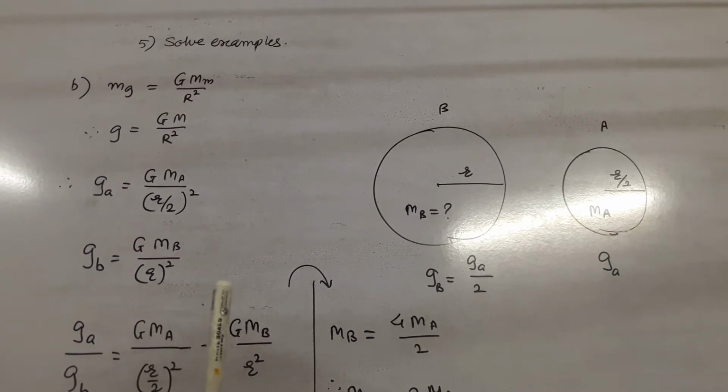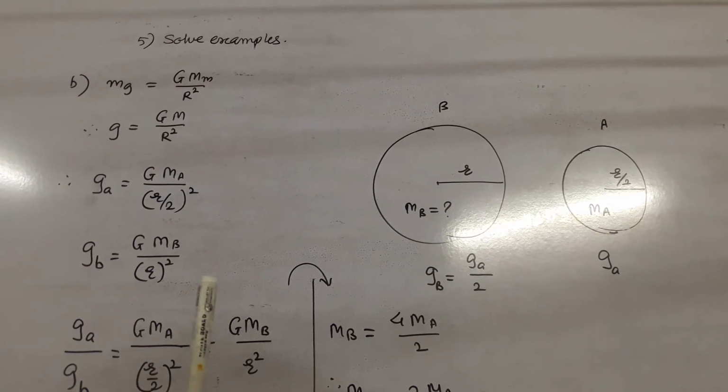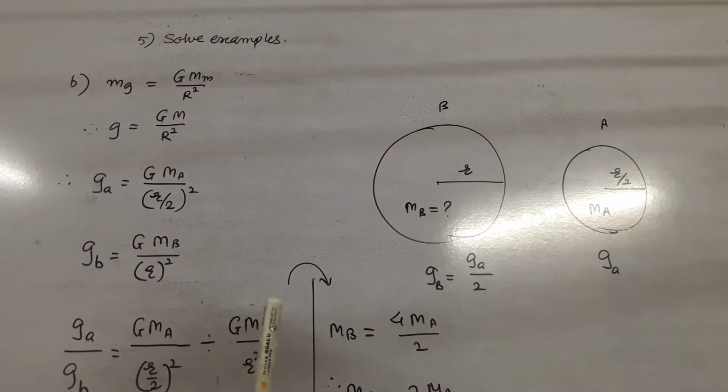The radius of planet A is half the radius of planet B. If the mass of A is Ma, what must be the mass of B, so that the value of g on B is half of the value of g on A?